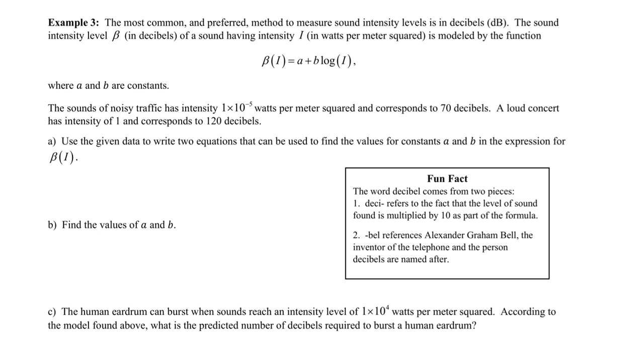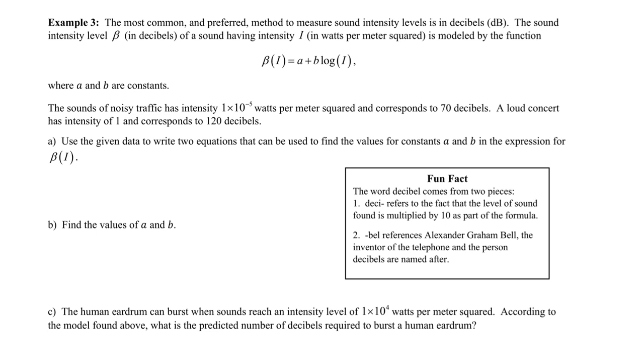All right, example 3 is kind of like example 2. They're wanting us to do the same two things, write two equations, and then solve for A and B. So let's go ahead and look at this one. So we are talking about the sound intensity level beta in decibels of a sound having an intensity I in watts per meter squared. All right, and the function is beta of I is equal to A plus B times log of I, which means the I, the intensity, the watts, is my input. That's my X value.